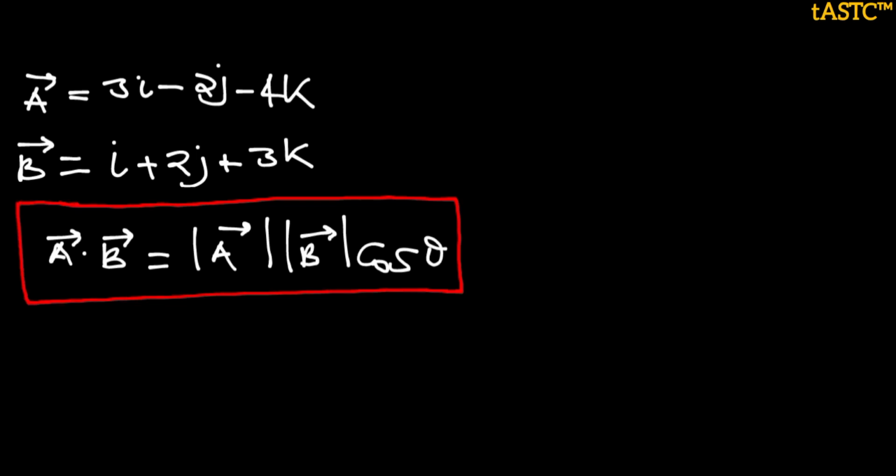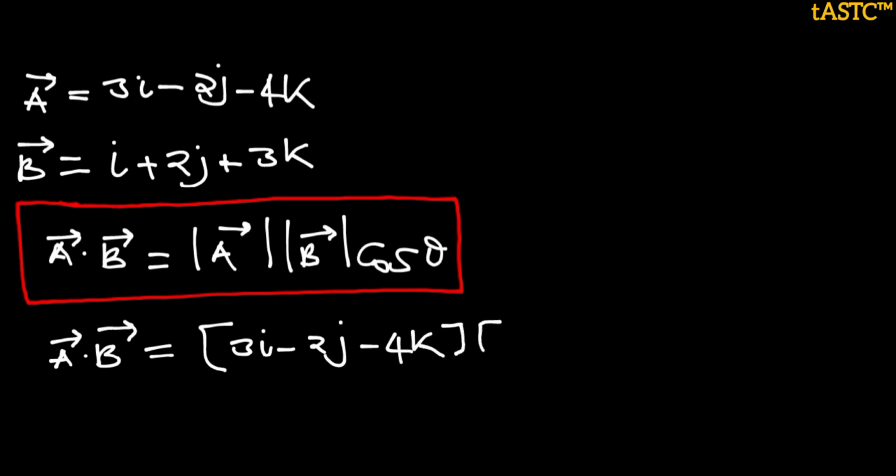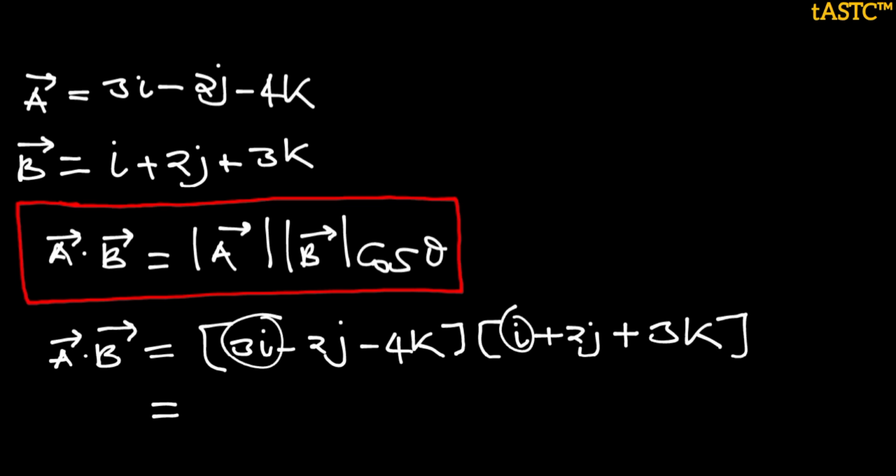It happens that we do not really have the angle between the two vectors, so we're just going to use this method. We're going to work it straight on using a dot b. If you want to work it that way, you're going to have 3i minus 2j minus 4k, multiplied by i plus 2j plus 3k.